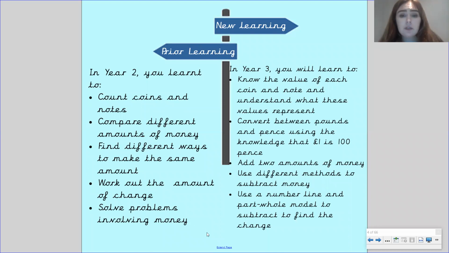Now, what we're going to be doing in year 3 is you're going to learn to know the value of each coin and note and understand what these values represent. You're going to convert between pounds and pence using the knowledge that £1 is the same as 100 pence. You're going to add two amounts of money. You're going to use different methods to subtract money, and you're going to use a number line and a part-whole model to subtract to find the change. So this is everything we are going to be learning about this year in money.